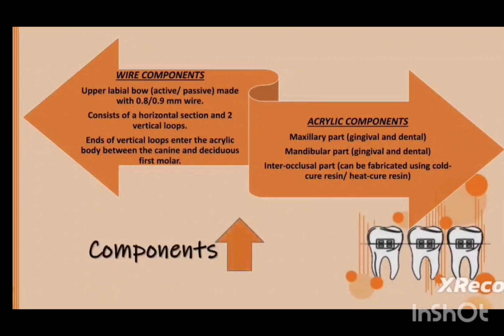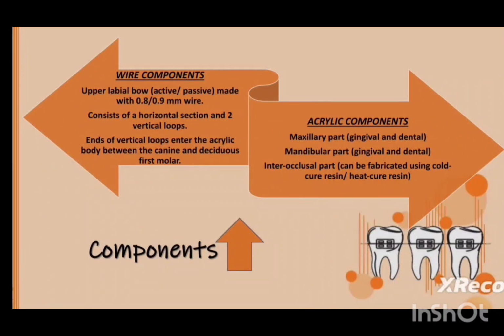Coming to the components, we have both wire components and acrylic components. For the activator, the wire components consist of an upper labial bow, which may either be active or passive depending on the treatment protocol, and it is made up of 0.8, 0.9 mm wire. It consists of a horizontal section and two vertical loops like any other labial bow, and the ends of the vertical loops enter the acrylic body between the canine and deciduous first molar.